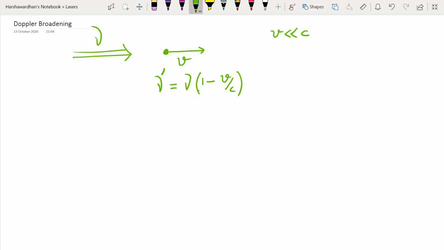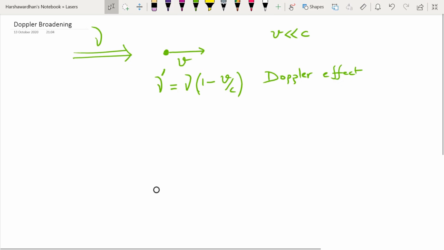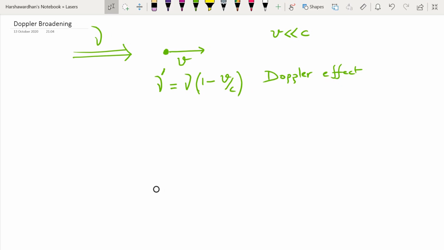If the velocity is reversed, of course, you would see that rather than a negative sign, you will have a plus sign within the bracket. And this is what is known as the Doppler effect. So clearly you see that the frequency as seen by the atom depends on its velocity. So what we want to obtain is the velocity distribution of atoms that you have at thermal equilibrium.